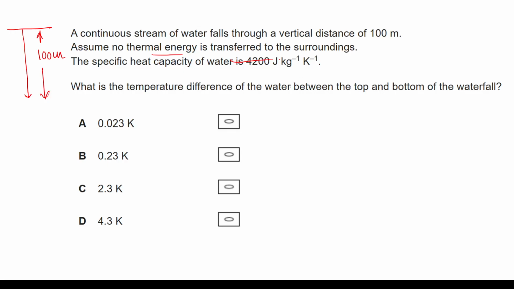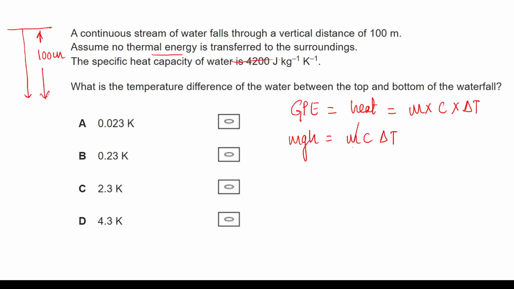Find the temperature difference. So obviously the water is getting energy from somewhere. Who's giving that energy to the water? It's falling from some height, right? Whenever there's a height involved, which energy? So the gravitational potential energy is converted into heat energy, which is then mass times specific heat times temperature change. This is mgh.